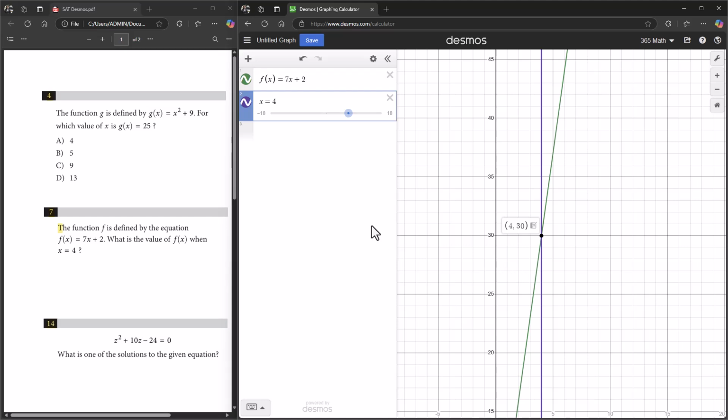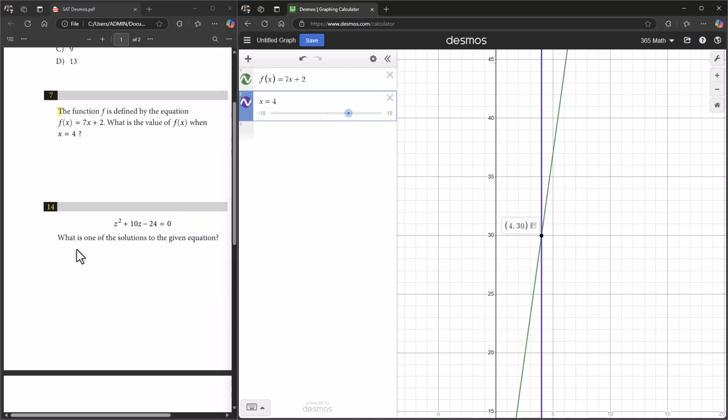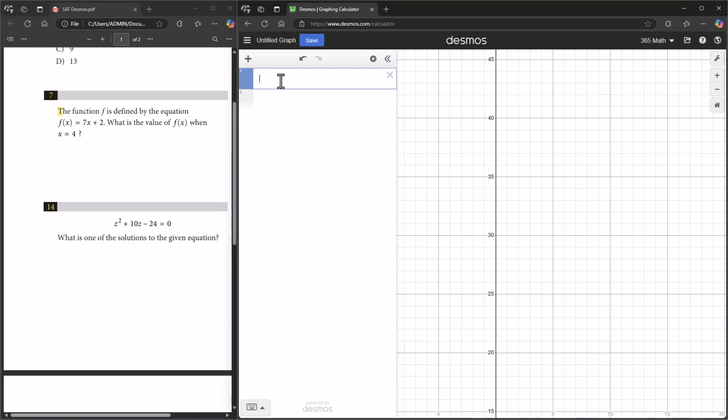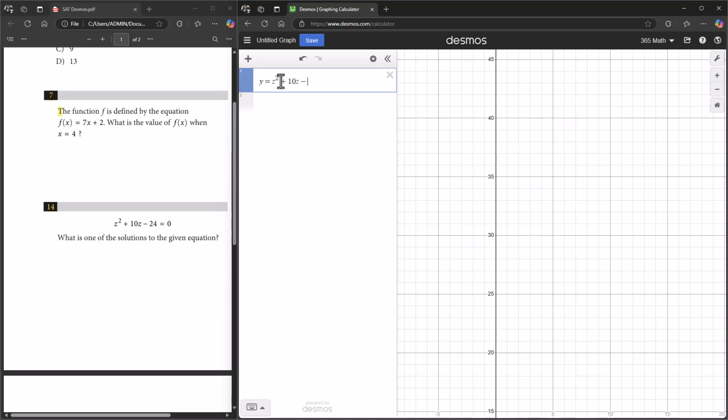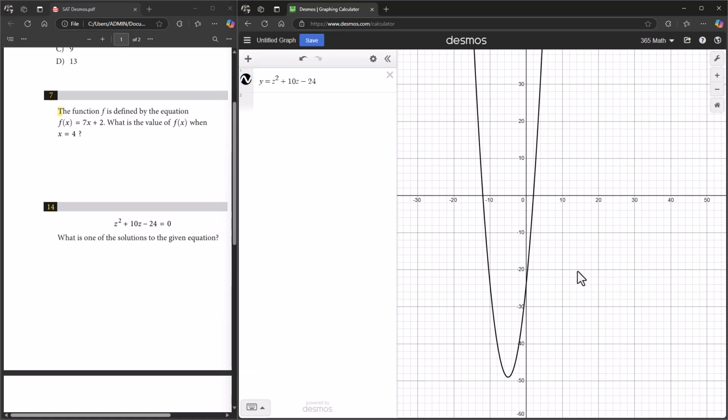And then the third question was number 14. What is one of the solutions to the given equation? Okay, so we come here and we type our equation, and y is equal to z squared plus 10z minus 24. Okay, so we have our equation here. And then since our y is equal to 0, we're looking at the intersection right here. We're looking at where the points are intersecting.